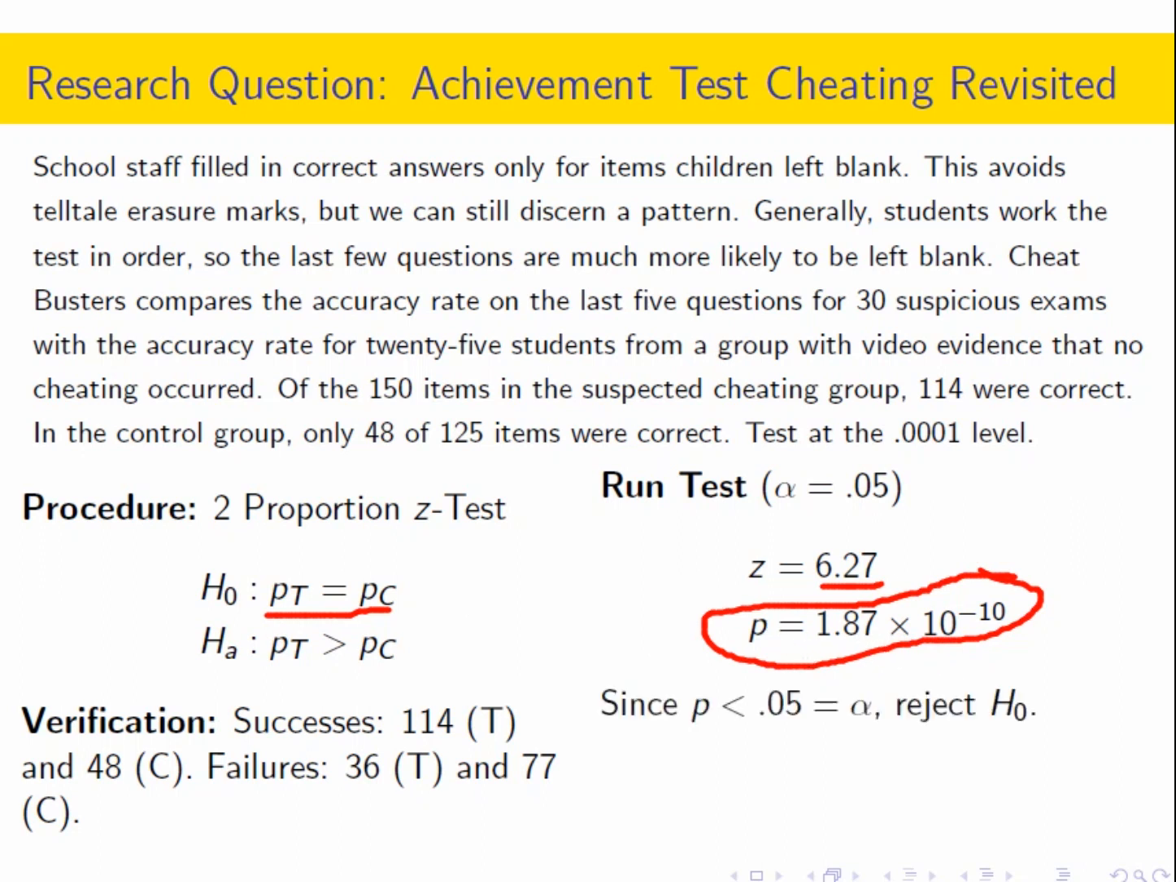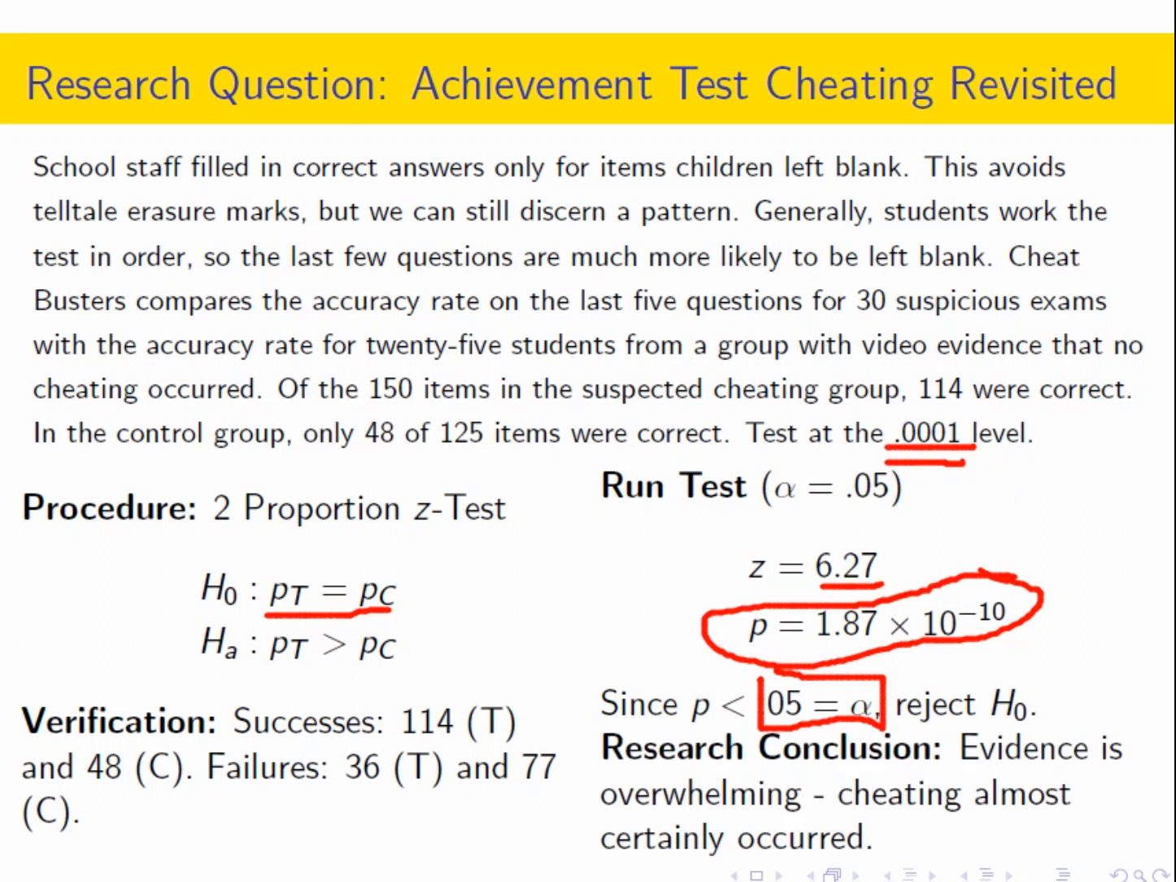So yeah, we're going to reject. I got this alpha level wrong again. Copy paste error again. I'll fix that in the notes. But it's far less than our very conservative 0.0001 level of significance for alpha. So we reject the null, and we have really overwhelming evidence.